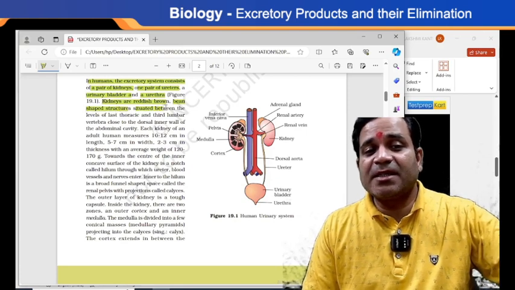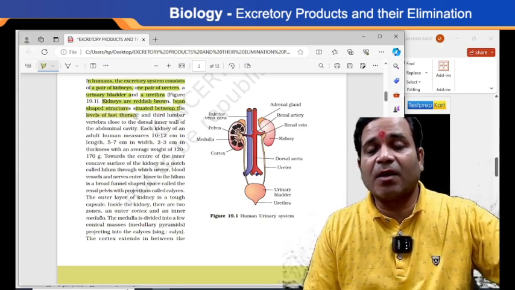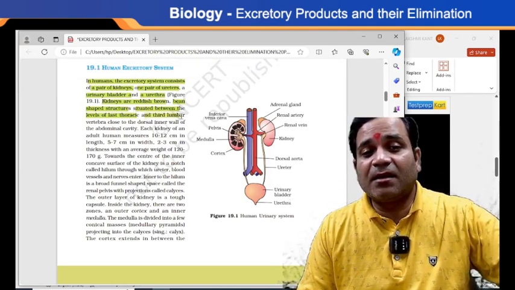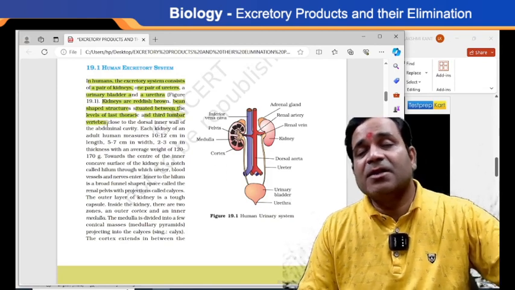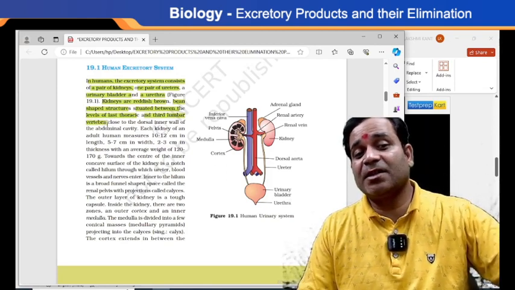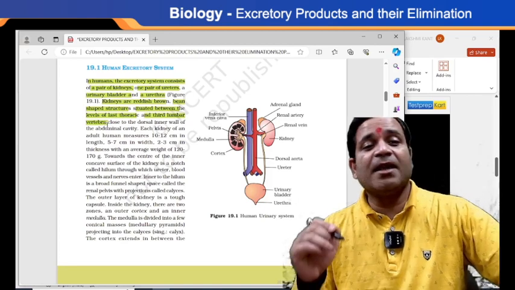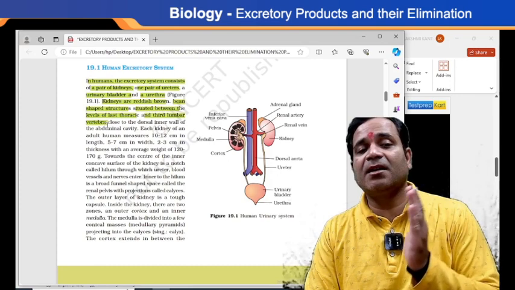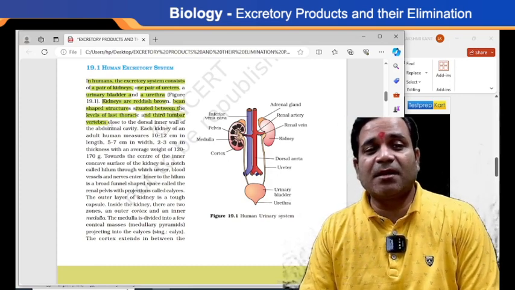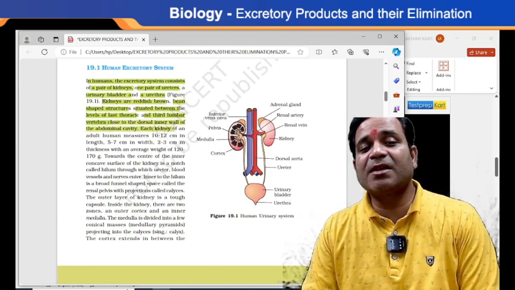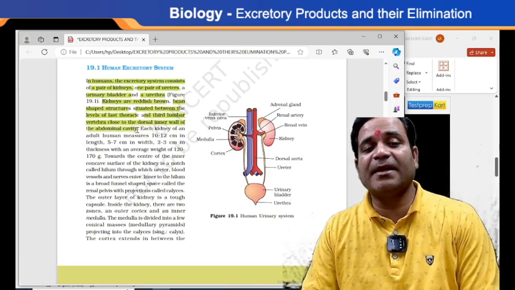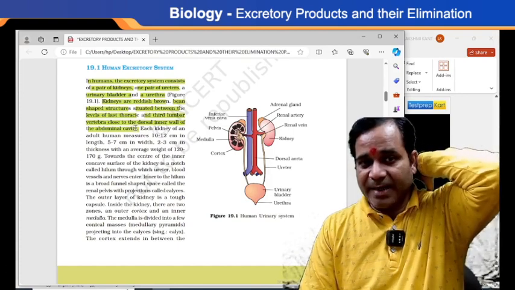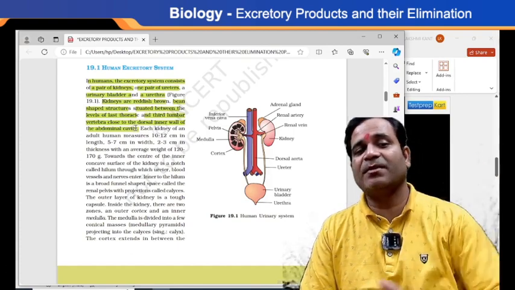Where is it situated? Situated between the levels of the last thoracic. Listen carefully, this is an important line. Last thoracic and third lumbar vertebra, my dear. So if anybody asks you the location of the kidney, you simply say the level of the last thoracic and the third lumbar vertebrae, close to the dorsal inner wall of the abdominal cavity, my dear. Dorsal means what? The backside of the inner wall of the abdominal cavity.